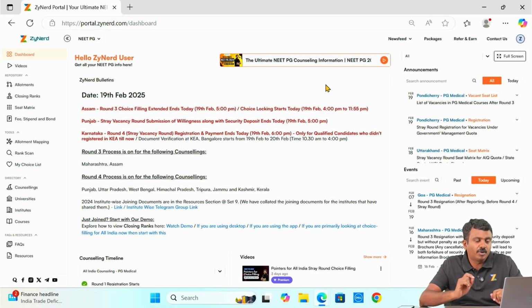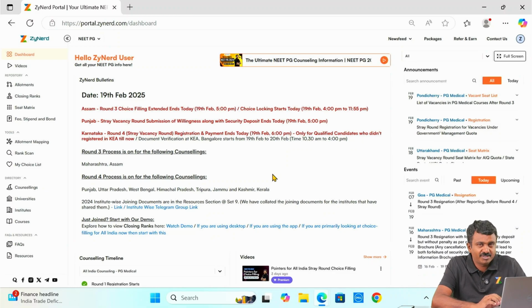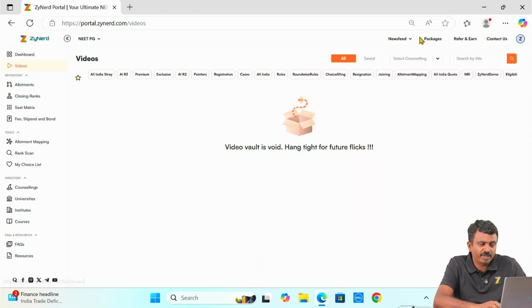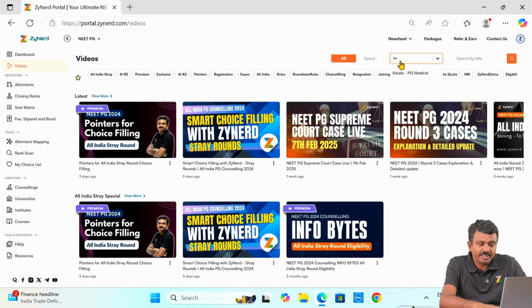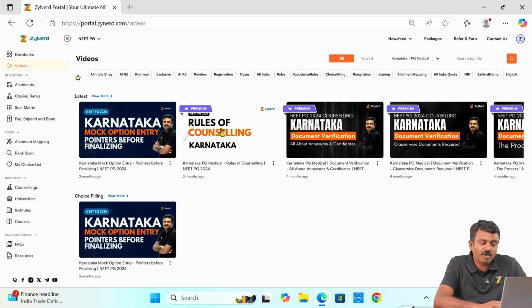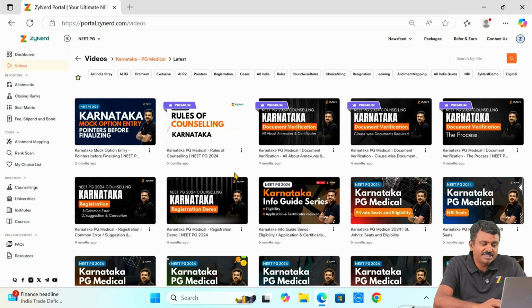Now we'll quickly look at how to find Karnataka related information in ZyNerd. First thing is the registration. What helps you in registration is two things. One, you can go to the video section, type Karnataka over here, and you will have the complete information on Karnataka, all the videos. You go to latest videos, and you will see the registration demo videos over here. All you need to do is check for registration demo. You will have the registration related videos.